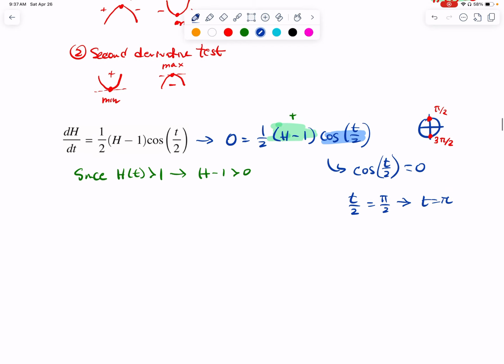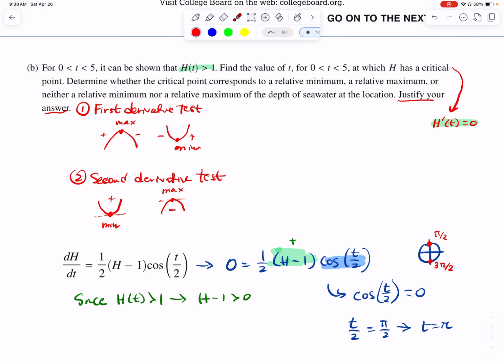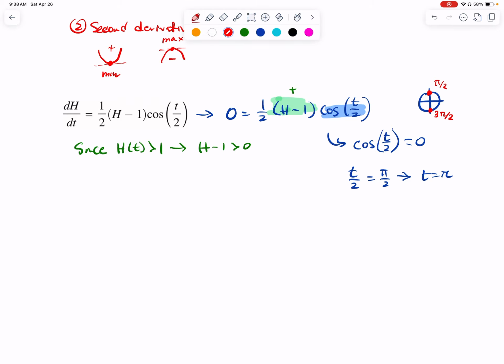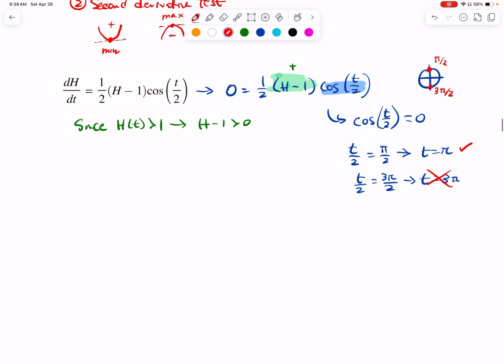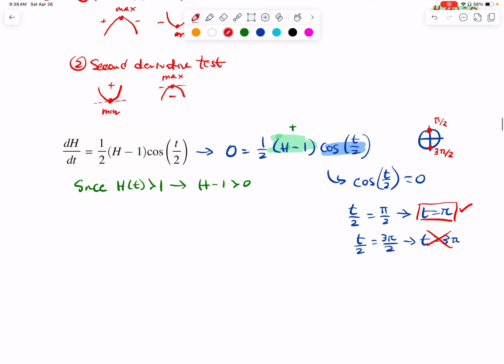Pi is about 3 according to Archimedes, so that's in between this interval, so that checks out. Check. And let's see, what else do we have? It's possible that t over 2 is equal to 3 pi over 2. If I multiply the 2 over, they cancel out, giving me t is equal to 3 pi. Now that's 3 times 3-ish, which is 9-ish. 9-ish is outside of the interval, so garbage. Okay, so our only critical value is t equal to pi.